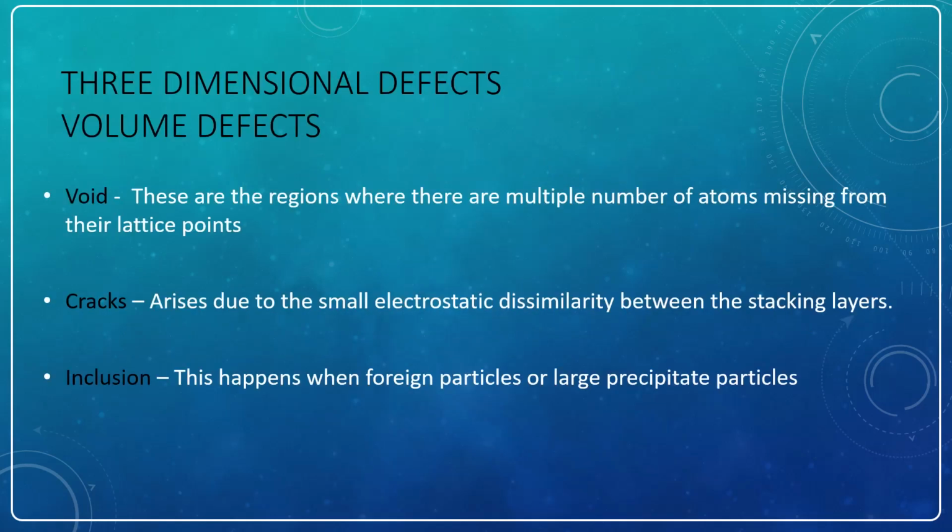The volume defects are three-dimensional defects. They are further classified as voids, cracks, and inclusions. Voids are regions where a number of atoms are missing from their lattice sites. In other words, a large number of vacancy defects collectively are called voids. The second one is the crack. Cracks arise when the charged atoms experience electrostatic dissimilarities between the stacking layers. As a result, a crack appears on the lattice plane. And the final one is inclusion, which happens when foreign particles or large precipitate particles occupy interstitial sites.